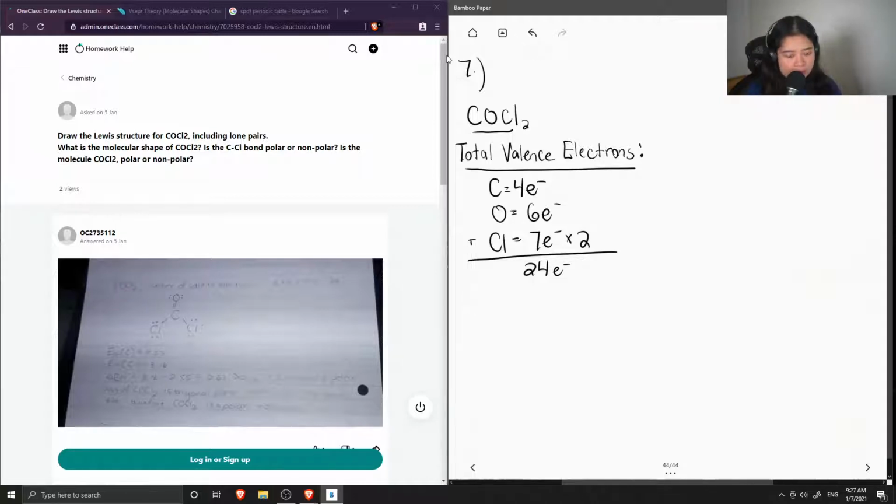Okay, so now assuming that my carbon is the central atom, because it is the least electronegative, I'm then going to draw all of the terminal atoms. And then from there, I'll show all of the lone pairs on the terminal atoms.